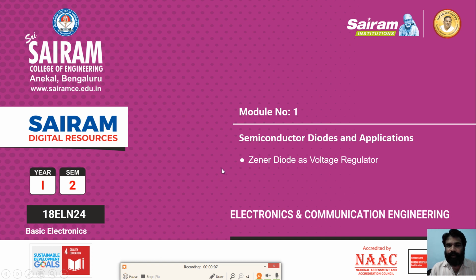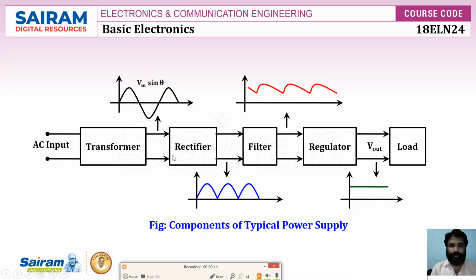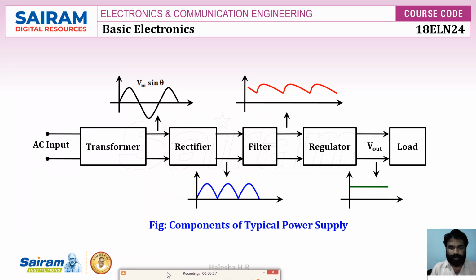Good morning. In this lecture video, I'm going to explain Zener diode as a voltage regulator. So, these are the components of a typical power supply. We discussed the filter in the previous video, and this is the output of the filter, which is applied as an input to the regulator. The regulator output is a steady state DC output, a constant output. Here there is a small variation, called ripple voltage, and that becomes converted into a constant output.